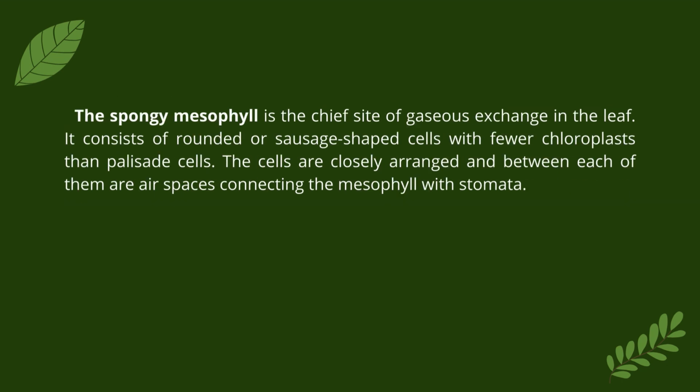The spongy mesophyll is the chief site of gaseous exchange in the leaf. It consists of rounded or sausage-shaped cells with fewer chloroplasts than palisade cells. The cells are closely arranged, and between each of them are air spaces connecting the mesophyll with stomata.